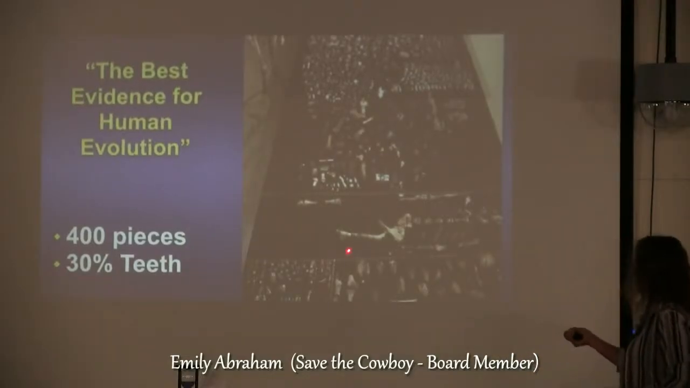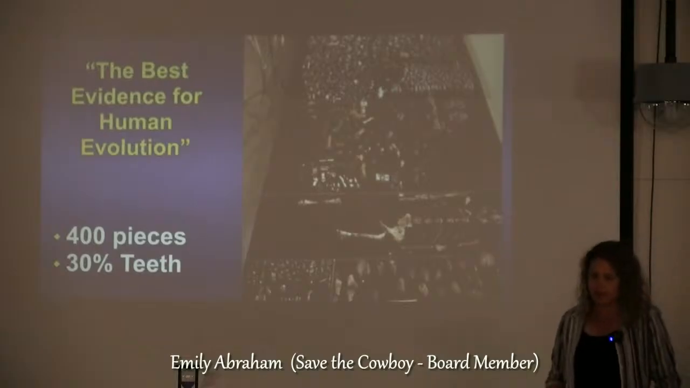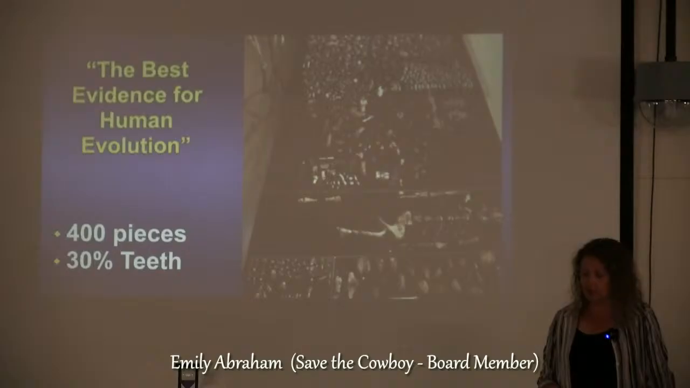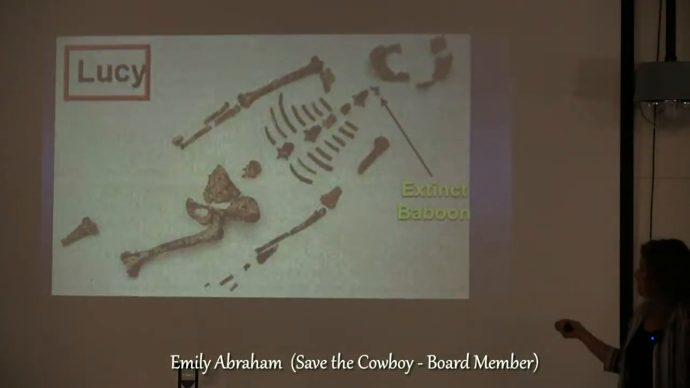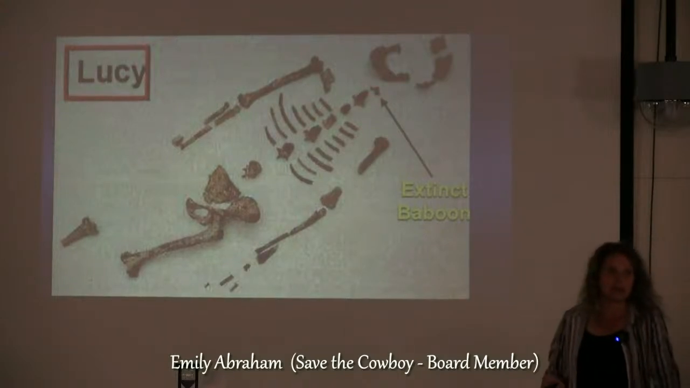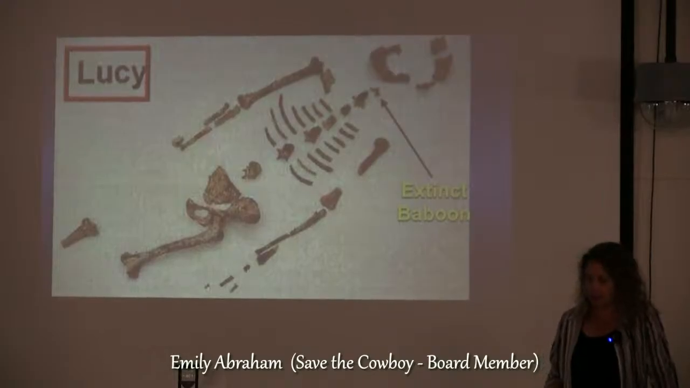So here are the bones of Lucy that we see, all of the different bones, 400 pieces, 30% of them are teeth, and this is the best evidence for human evolution, Lucy. It's in all the museums around, okay? There's a bone up here that's still in museums today that they know for certain is a baboon, and it's still depicted as part of the skeleton.